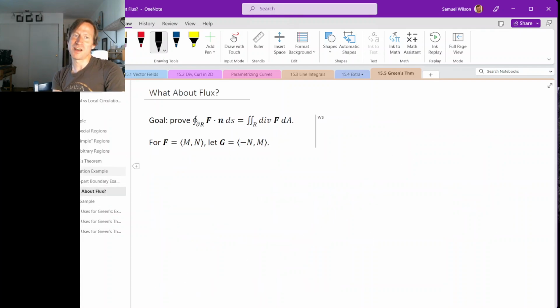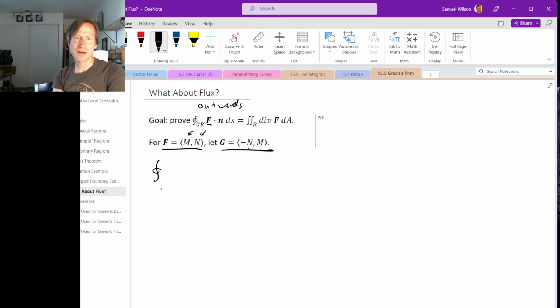So let's think about flux. Our goal is to prove that the flux integral out across the boundary, and remember this means outwards across the boundary, should be equal to, we think it should be equal to the double integral of the divergence of the vector field. You might think, oh no, this is going to be a big awful proof like proving Green's theorem to begin with, but actually there's a pretty slick trick that will make this much more straightforward, and that is, so we have this vector field F. Let's invent a new vector field called G. And G is going to be minus N comma M, where N and M are these coordinate functions for F.